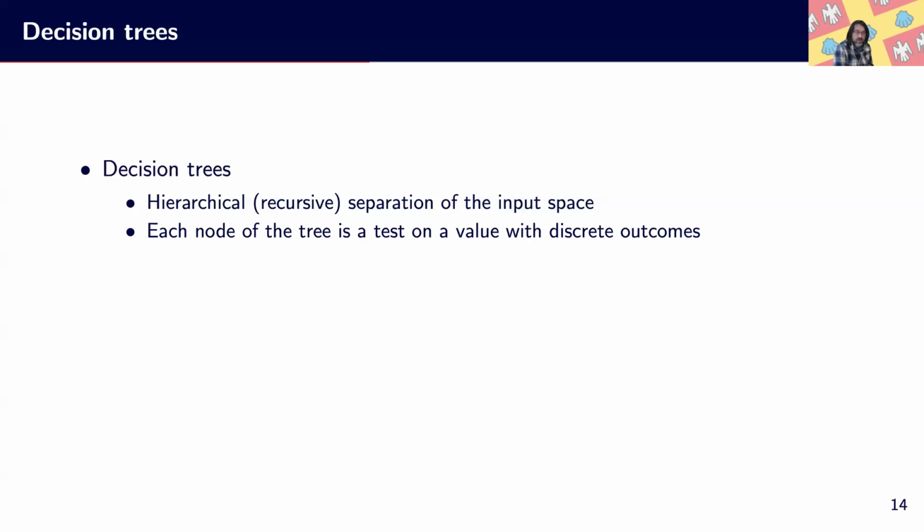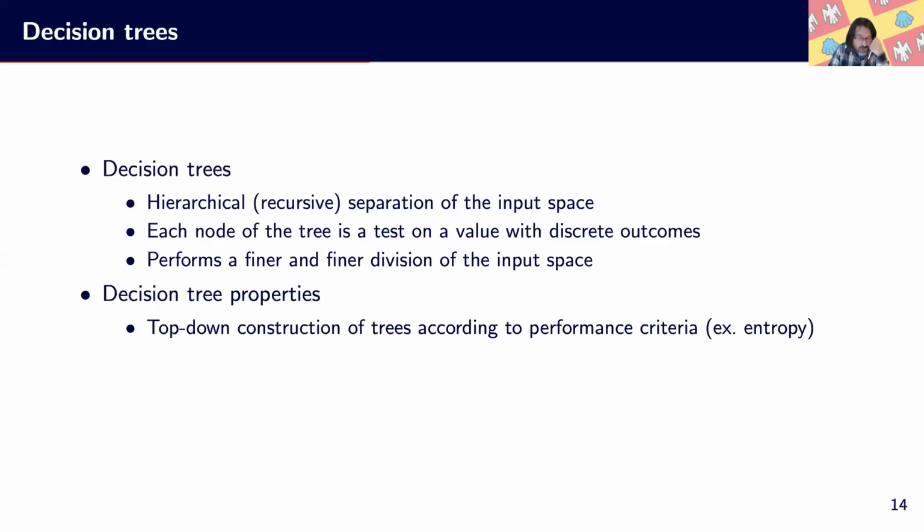Yes or no. If it is yes, we go on one branch of the tree; if it is no, we go on another branch. That allows us to make this kind of recursive separation of space. As we go down, we perform a finer and finer division of the input space. The construction is usually top-down. We start with the root making the first test on one variable, and then we go left or right according to the outcome of the test.